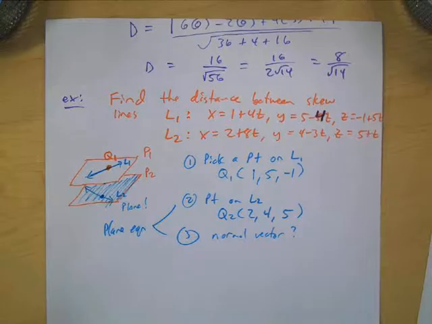You're close. What operation do we have with vectors that gives us normal vectors? Cross product, right?